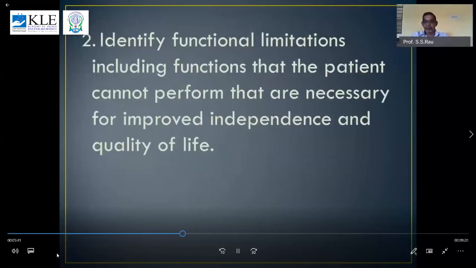What we have to look for is how the patient is performing these functions. That is important. Secondly, you identify functional limitations. That means those functions which a patient is unable to do, but they are necessary for improved independence and quality of life. These are required daily for his function, but he is unable to perform. Identify and jot down those functions so that you can get some remedy for it.